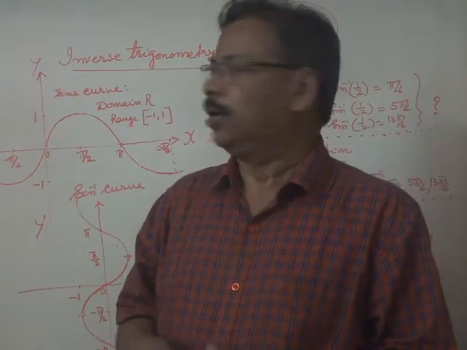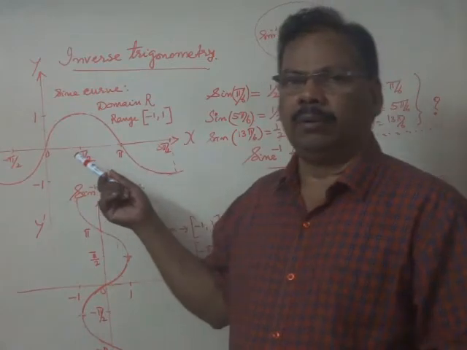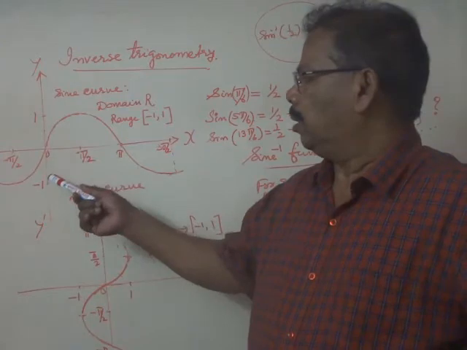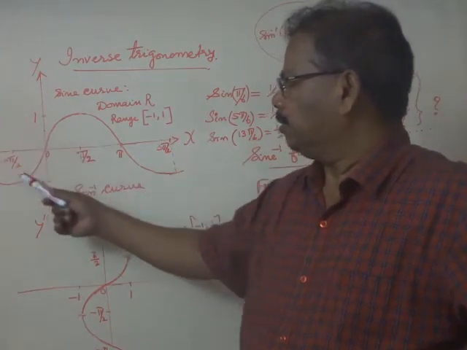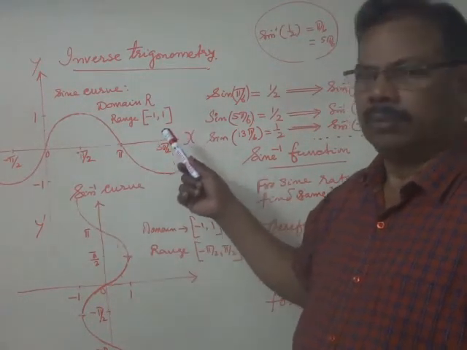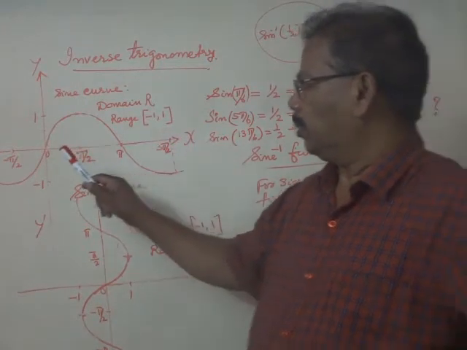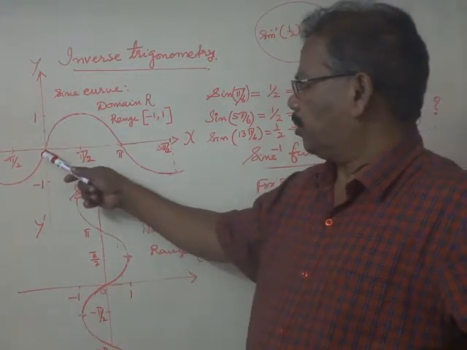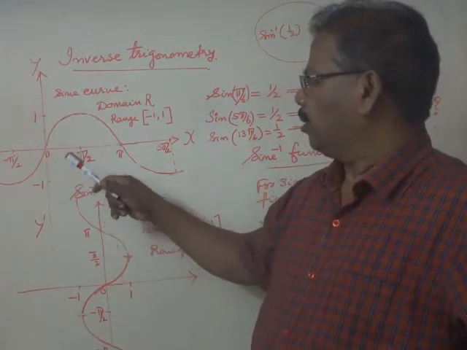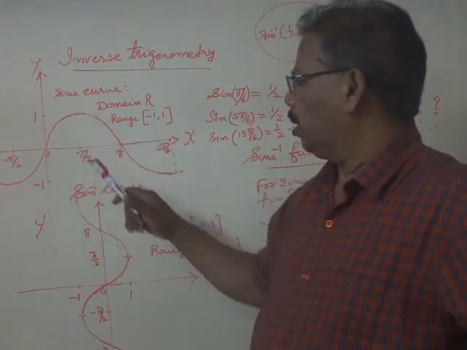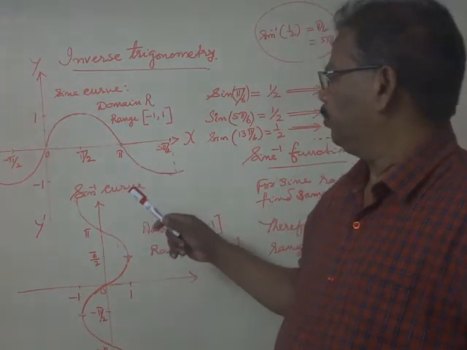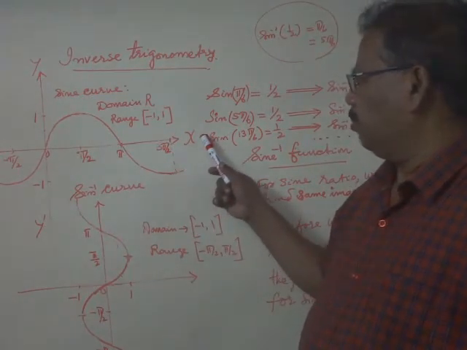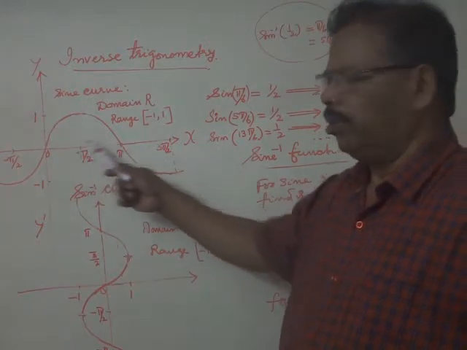Why? Look at the sine curve plotted on the whiteboard. Consider the sine curve on the x-axis. Sine 0 is 0, sine pi by 2 is 1, sine pi is 0, sine 3 pi by 2 is negative 1, sine 2 pi is again 0. So it goes.